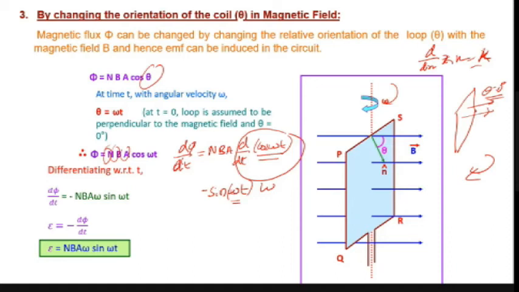So here, NBA omega, what is the maximum value and minimum value? Nandana S. Can you tell me the maximum value of E and minimum value of E? At least tell me the maximum value. When will the EMF be maximum? We are concerned about the maximum one. At 90 degree. What happened when 90 degree? When theta is 90 degree, what will be the value of d phi by dt? Sorry, EMF.